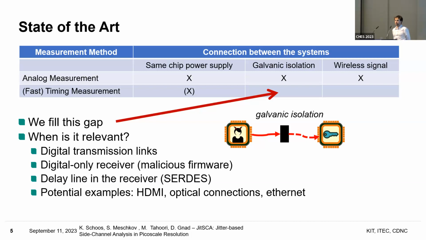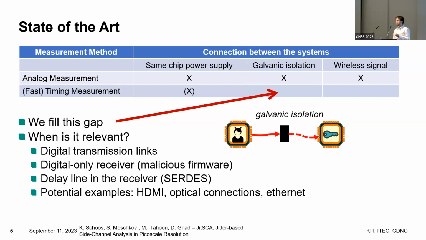And you might now ask why or when could this be relevant? We think this is relevant when you consider digital transmission links. So you have a signal, and the signal goes through various layers or whatever. But on the other side, you can measure maybe just the timing of the signal. For example, you have malicious firmware. You have something like a SerDes module, but you can still reconfigure it.